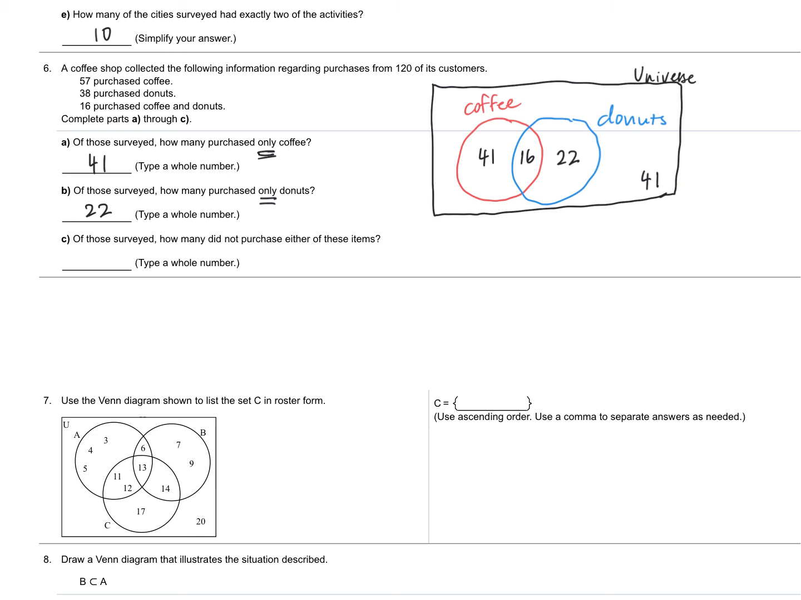Okay, so that means 41 people entered the coffee shop and bought something, but they bought something other than coffee or donut. They bought something else. Maybe they bought a tea or a cookie or whatever. So how many did not purchase either of these items? That would be 41.